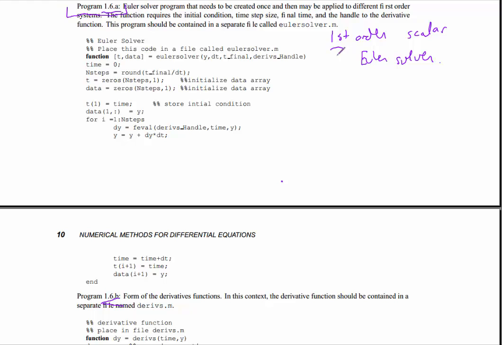Now, first order, you'll see later on what first order and scalar means. More general would be higher order, second order, and so on. And scalar means there's not a vector. There's just one function.